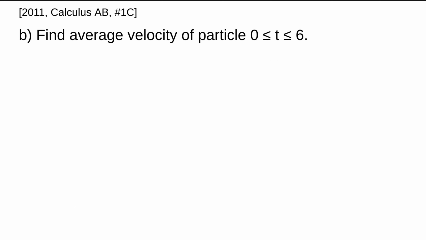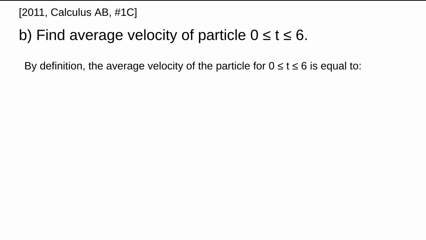In part B of the question, we are asked to find the average velocity of the particle between t equals 0 and t equals 6 seconds. Now, by definition, the average velocity of this particle would be the average value of our velocity function between t equals 0 and t equals 6 seconds. We are provided with the velocity function, so we have an average value problem here.